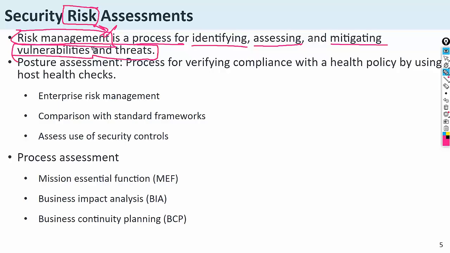Both mean we are going to mitigate the vulnerabilities and threats. Mitigate means minimizing, lowering the vulnerabilities and the threats. Okay, so a lot of processes, types of mechanisms or methods are available for identifying and assessing the vulnerabilities, assessing and identifying the threats, and mitigating them. The whole thing is known as posture assessment.